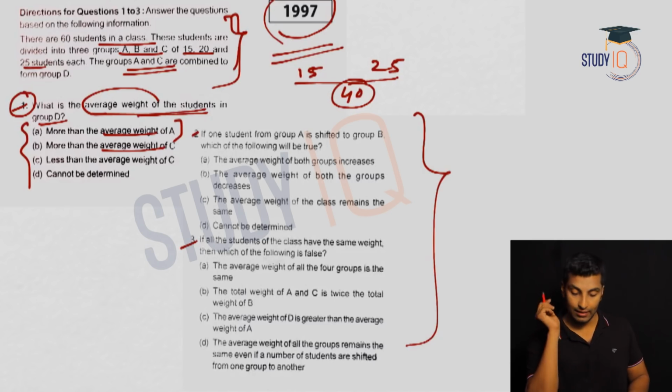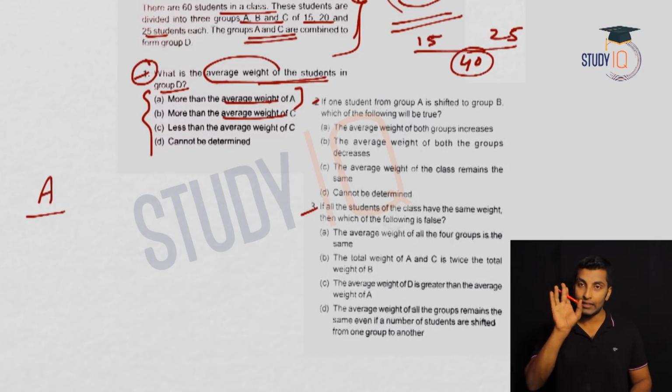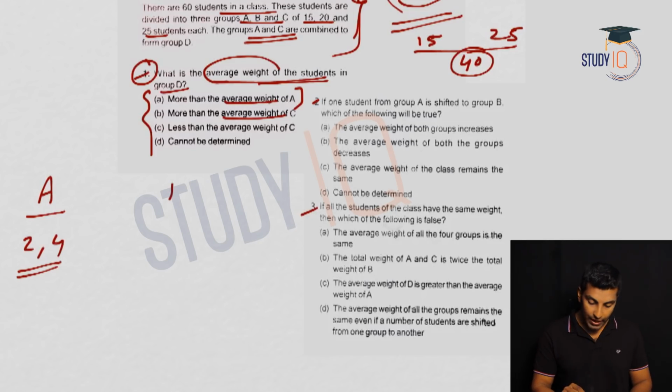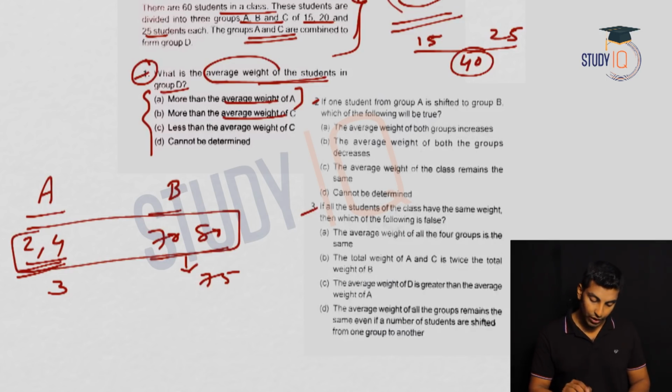When you combine, let's take two cases. For example, A has two members, and the weights are like 2 and 4. B has again 2 or 3 members, whatever, let's take 70 and 80 as the weights. So what is the average in this case? That is 75. What is the average in the other case? That is 3. Now let's mix them. That is 4 members, the third group.